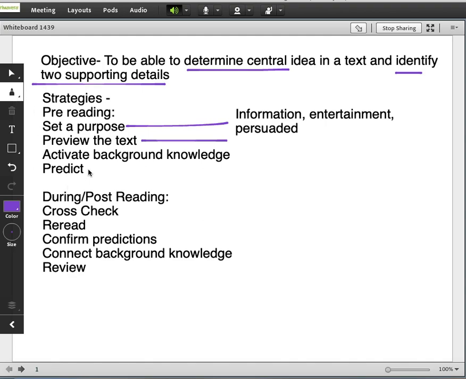I'm going to skip to predict real quick, and then I'll do the activate background knowledge. Prediction, that goes along right here with preview the text. I think those kind of go hand in hand.